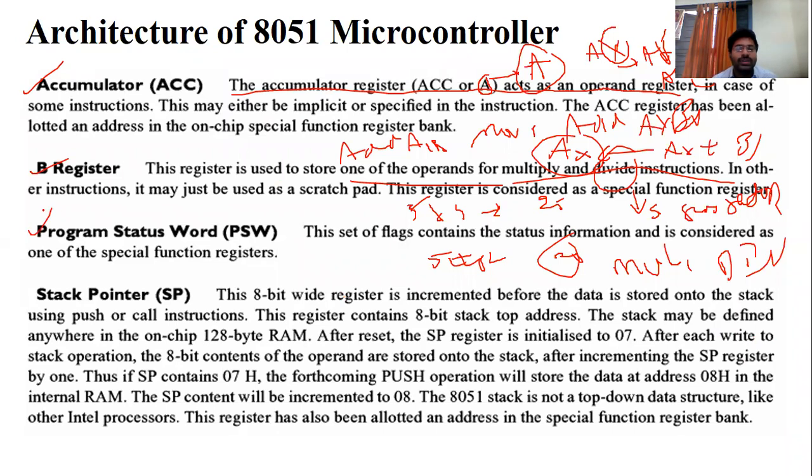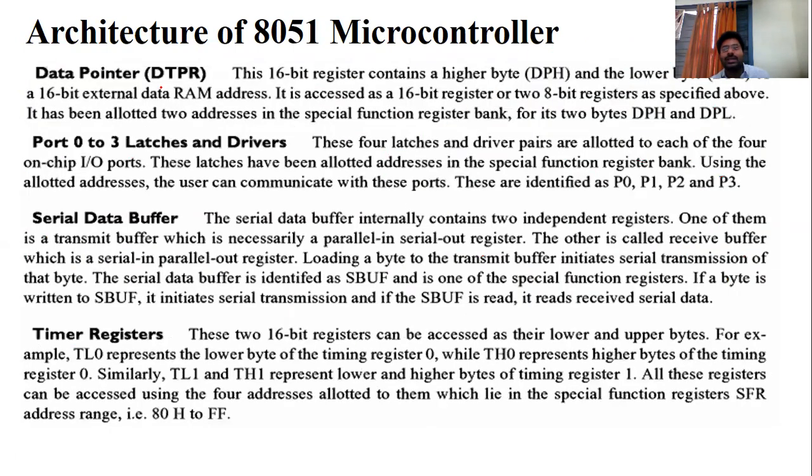Then the program status word is also nothing but a set of flags. These flags are enabled and disabled, set or reset, based on the functionality of the ALU. You know the stack pointer. A stack pointer is also available in the 8051 microcontroller. A specified memory is used to access the stack, a first in, last out buffer. For operating the stack, we use two types of commands, push and pop operations.